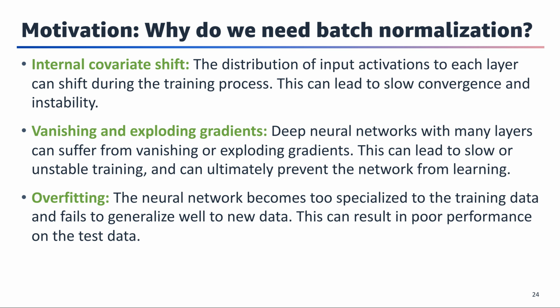Secondly, deep neural networks with many layers can suffer from vanishing or exploding gradients during training, which can prevent the network from learning effectively. Batch normalization helps to stabilize the gradients and enable more stable and efficient training. Finally, overfitting is a common problem where the neural network becomes too specialized to the training data and fails to generalize well to new, unseen data. Batch normalization acts as a form of regularization, reducing the reliance on other techniques like dropout, and improving the network's ability to generalize to new data and perform well on test sets.